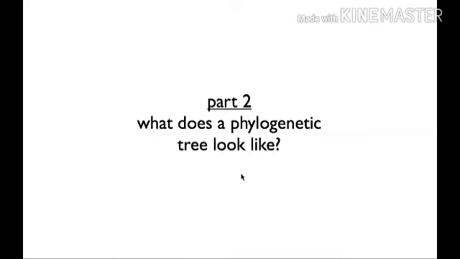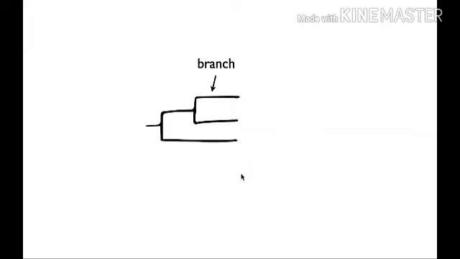What does a phylogenetic tree look like? The parts of the tree. This is the branch. This shows the length of time or the relatedness of different species. The leaf or node is the data you have and usually represents a gene or a species or a microbe.